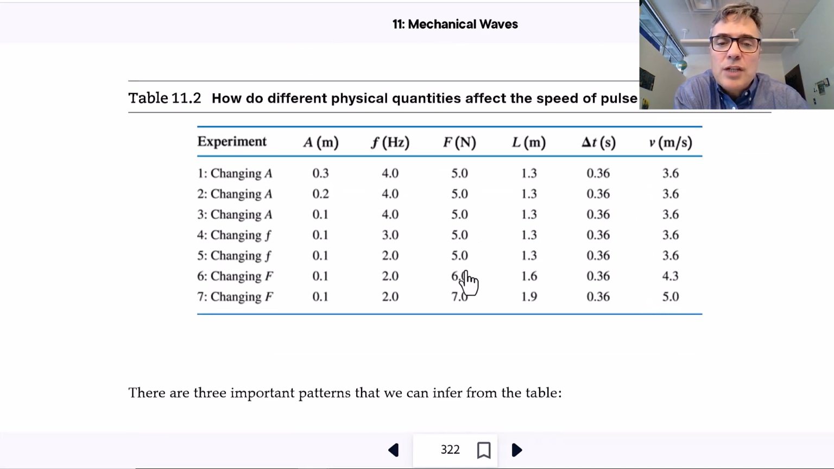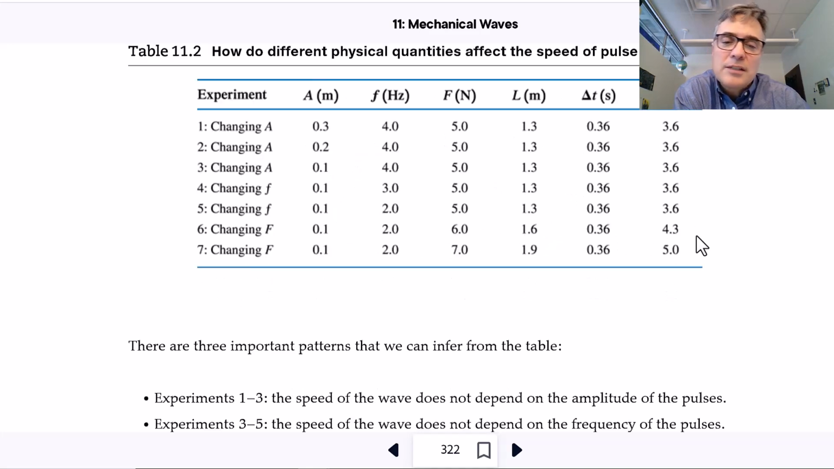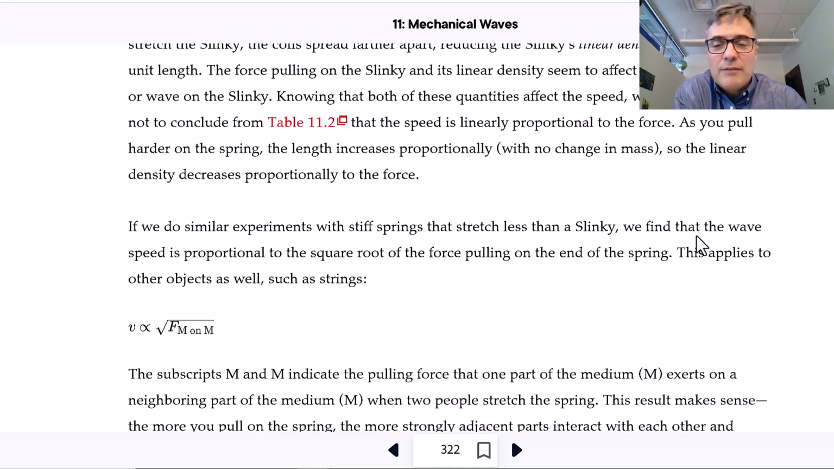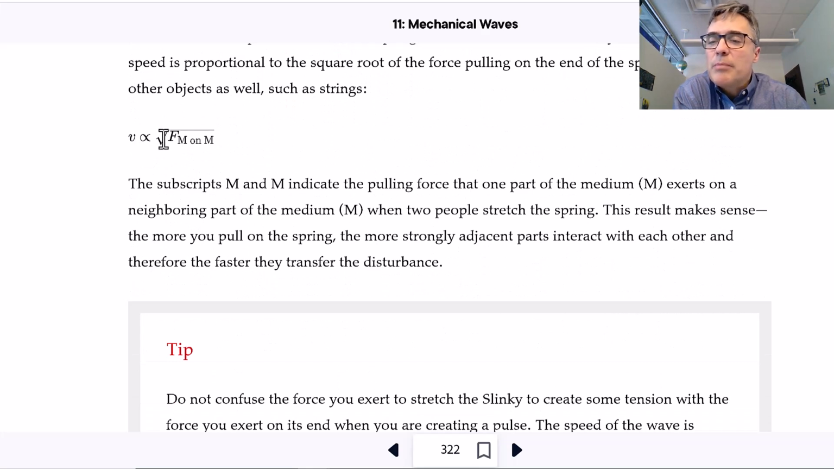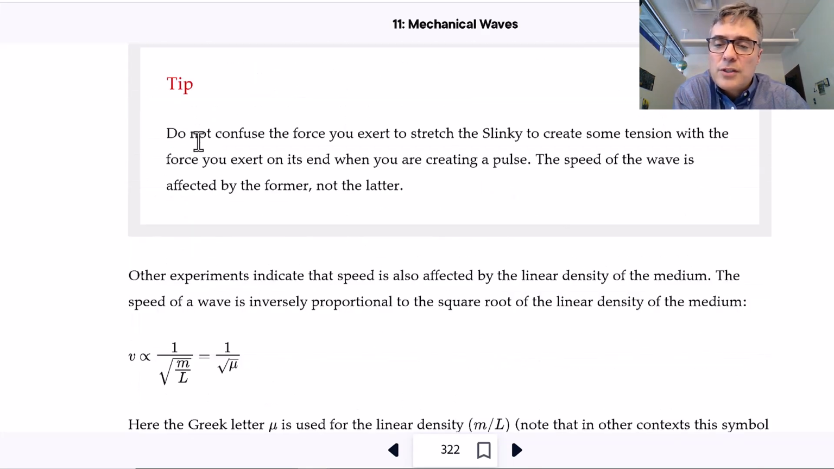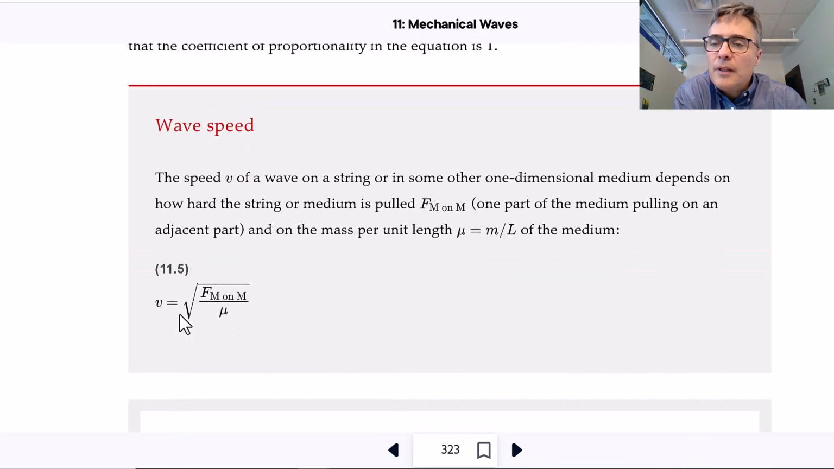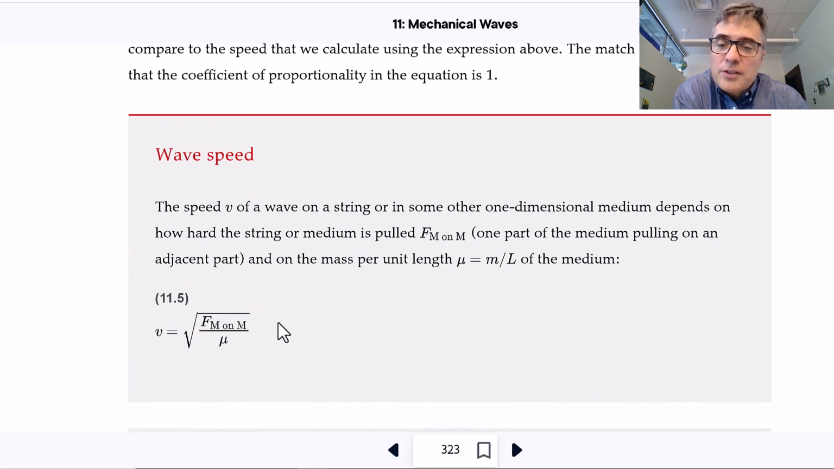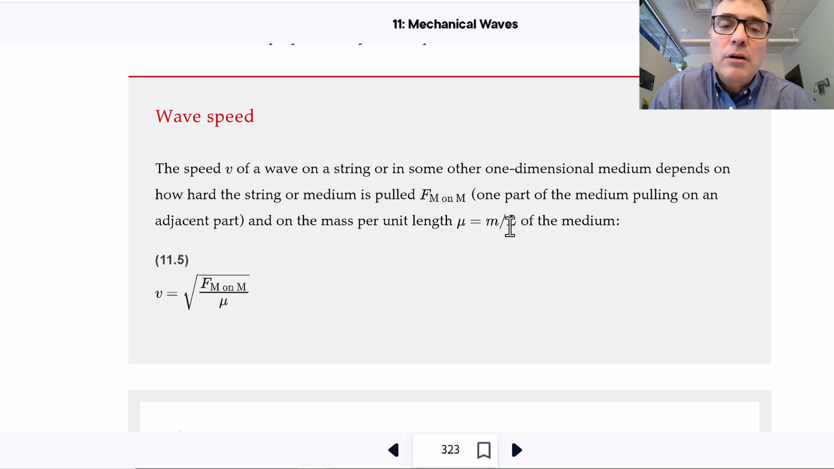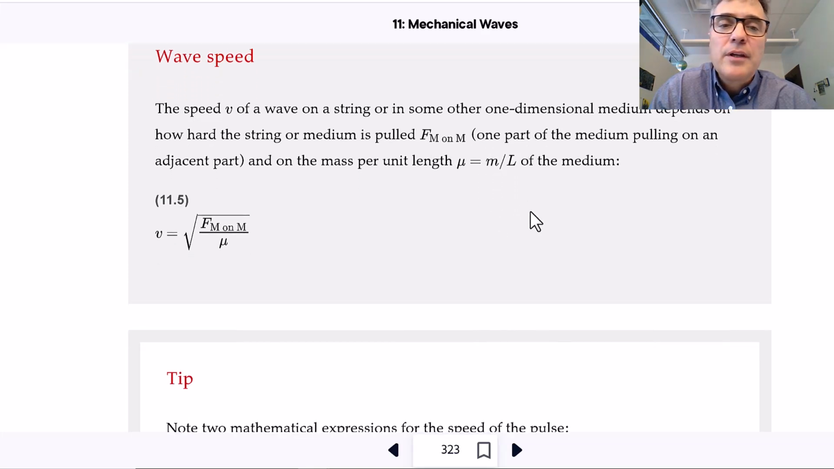So what's interesting is that when you change that force, the tension in the spring or in the string, that's the only thing that changes the speed. All these other changes in the amplitude or the frequency doesn't change the speed of waves on a slinky. So it's somehow proportional to the square root of that force. And so there is a derivation here. It turns out the wave speed, here in equation 11.5, is the square root of the force, so the tension in the string, divided by mu, where mu is the mass per unit length. Not to be confused with the coefficient of friction from previous chapters, but it's the mass per length, kilograms per meter, of the string.